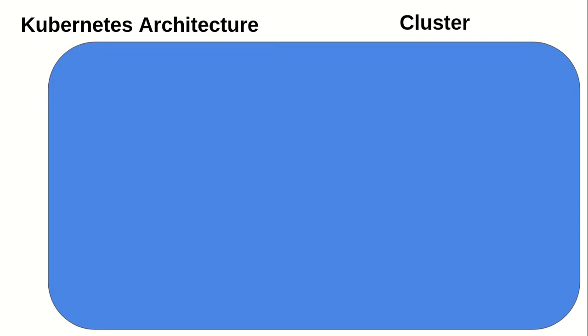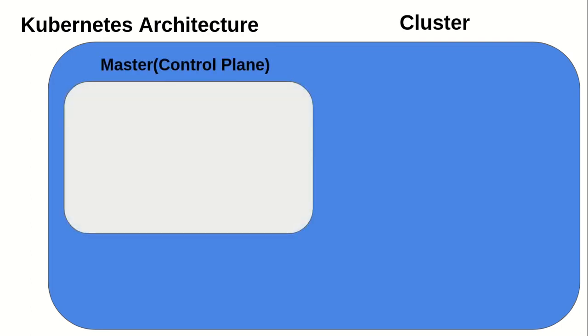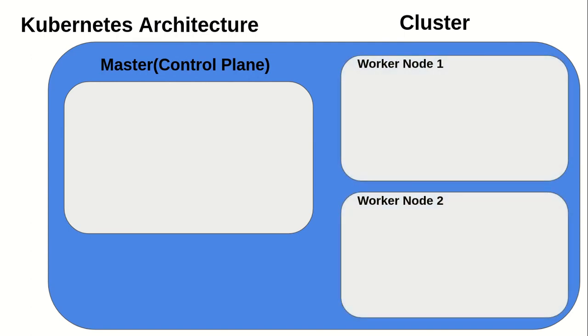The first one is the master node or the control plane, and the second one is the worker node. You need to remember that the cluster has three types. In the first type, one master node has one worker node. In the second type, there is one master node and multiple worker nodes, like in this one. In the third type, multiple master nodes have multiple worker nodes.